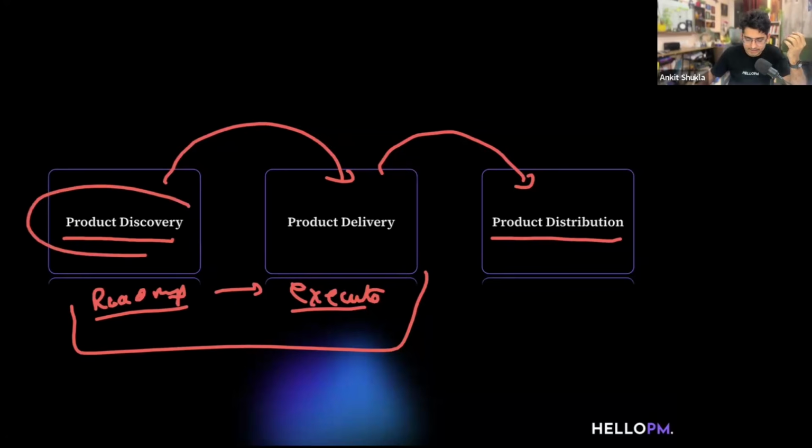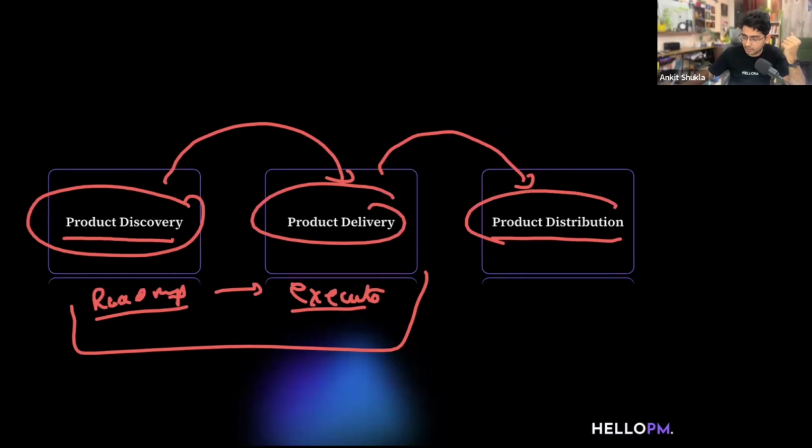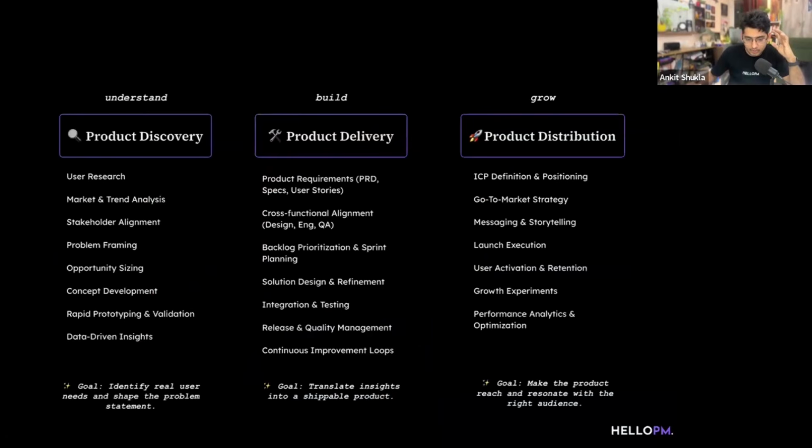So a product manager does the discovery. They understand what to build. They discover what to build. They build that thing with the help of their stakeholders. And then they launch it in the market with the help of the sales and marketing team in order to make the product successful, right? So this is the whole job of a product manager. And if I go into detail, these are the multiple things that a product manager does.